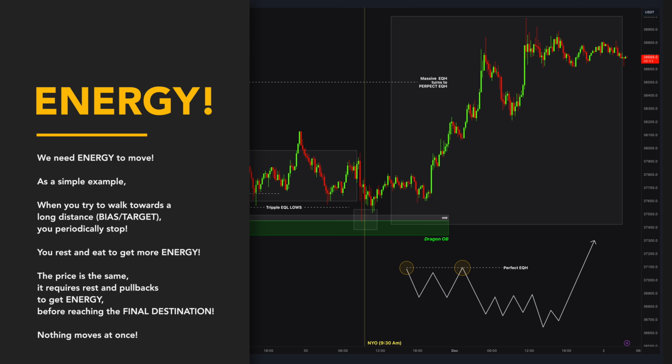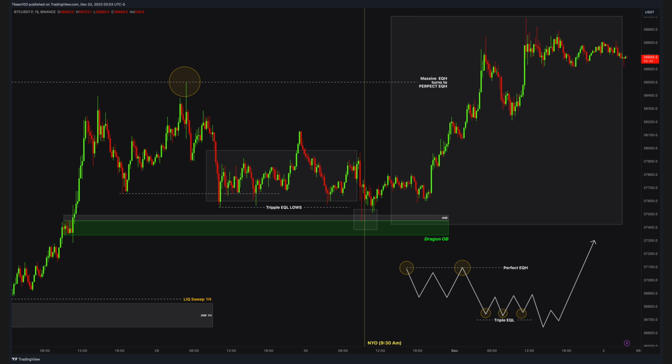Imagine that you are walking towards a destination. What do you do when you are tired? You stop, rest, and eat. Basically, fuel up. Price is the same. It needs energy to move. Price cannot go to the destination at once. So the smart money creates this perfect triple equal lows to grab energy, basically hunting your stop loss. Then the power of this structure happens with manipulation.